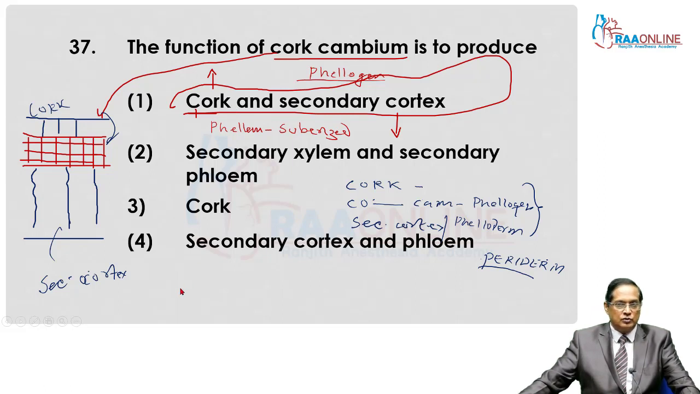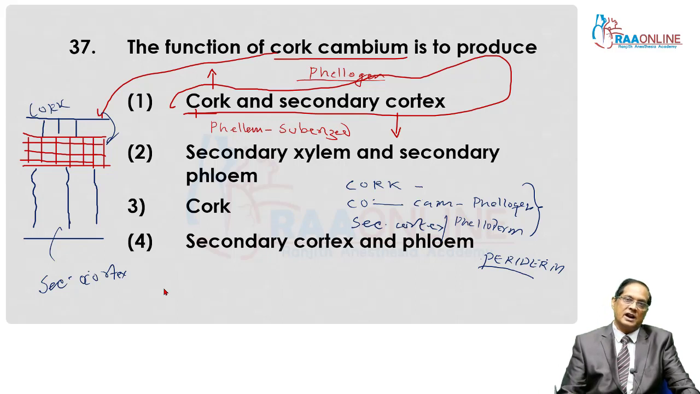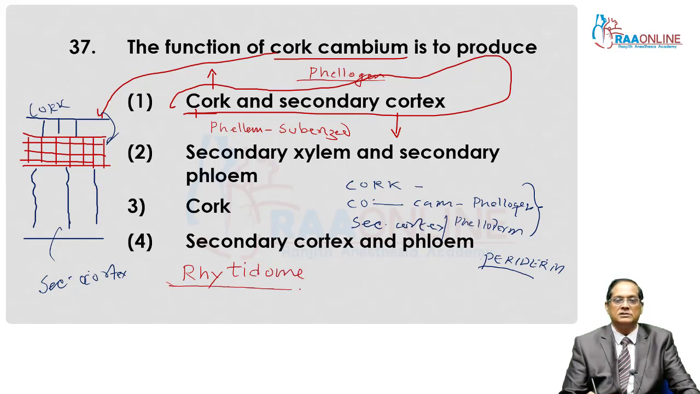The outermost part of cork, made up exclusively of dead tissue, is known as rhytidome. It is totally made up of dead cells.